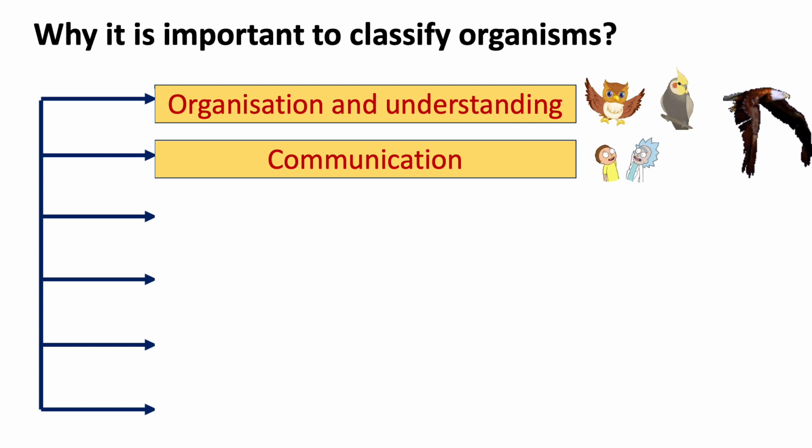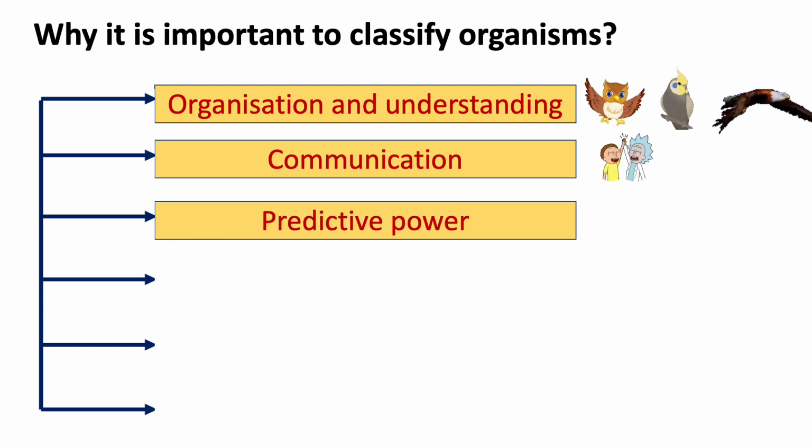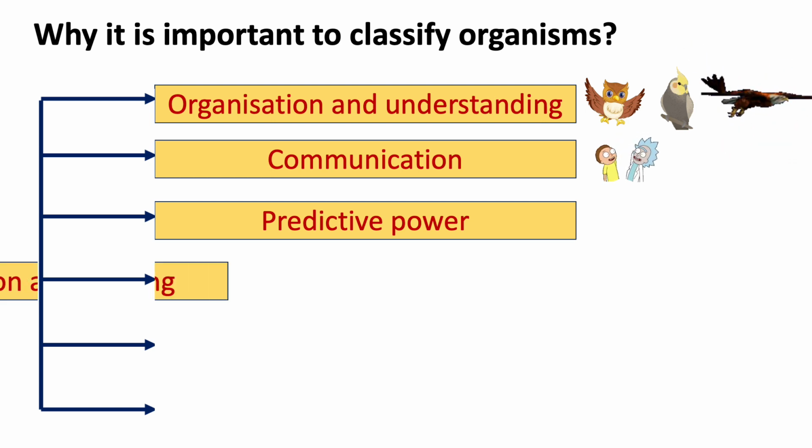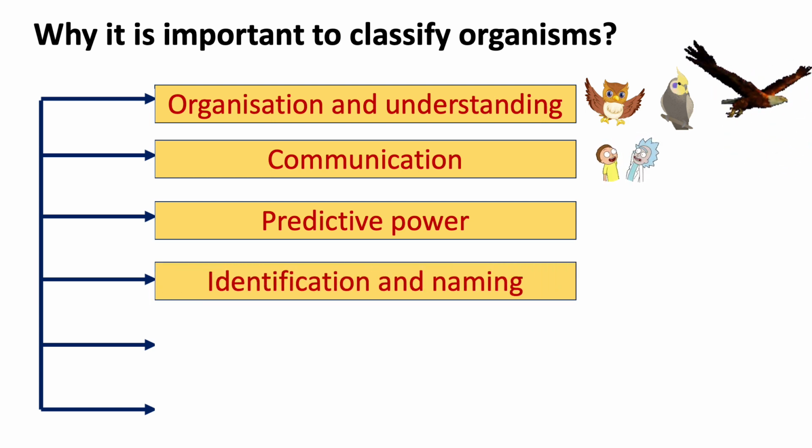meaning there is less confusion while talking about a particular organism. Number 3, predictive power. Understanding the relationship between different organisms through classification allows scientists to make predictions about the characteristics, behaviors, and evolutionary history of species. Number 4, identification and naming. Classifying organisms provides a basis for identifying and naming new species. It also helps to assign each organism a unique scientific name, avoiding confusion caused by common names that can vary from region to region.